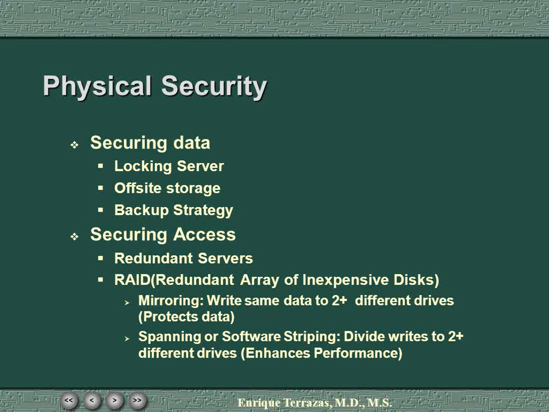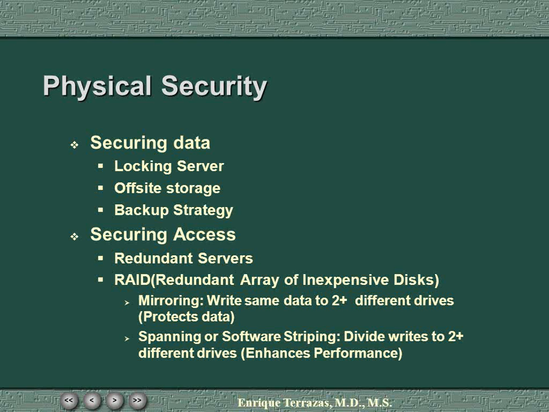And then you also want to secure access, so typically you have redundant servers, so that if one server goes down, another server is still up and running. And then there are ways of securing data, and one of them is that instead of a single hard drive, you have multiple hard drives where you write the data to multiple hard drives. So if one hard drive fails, you can just replace it, and your business continuity keeps going.